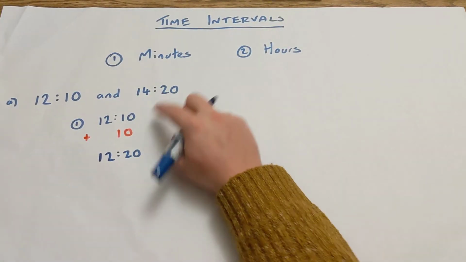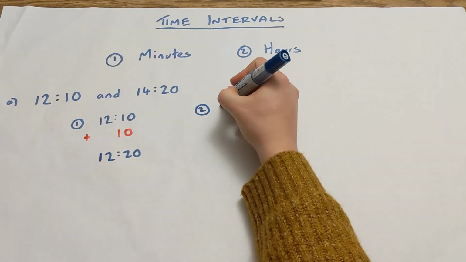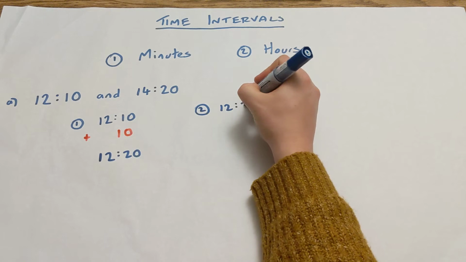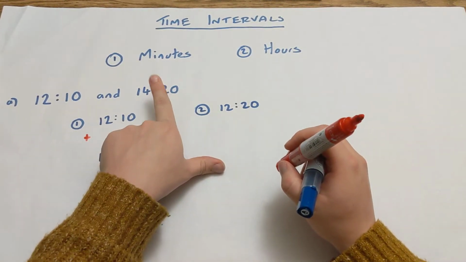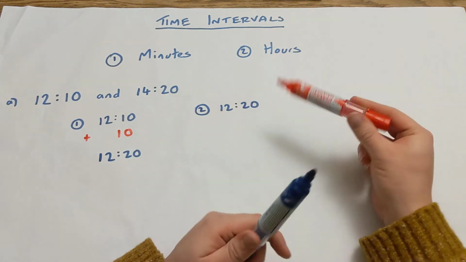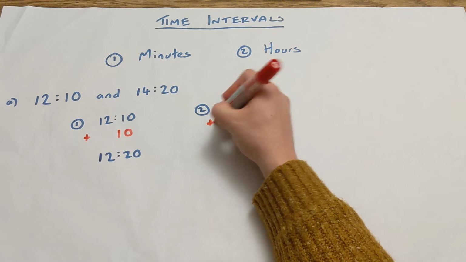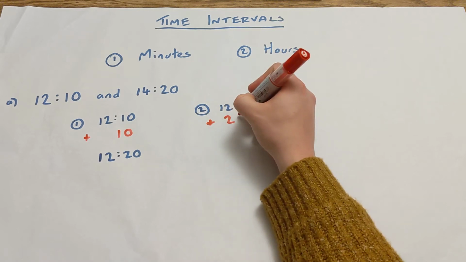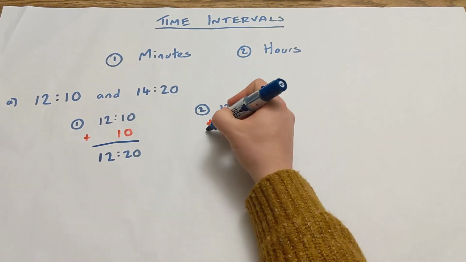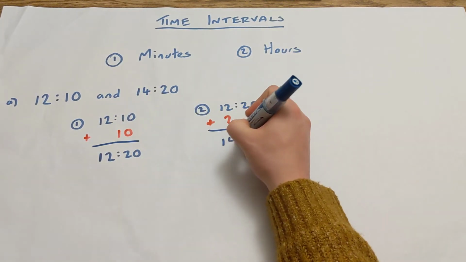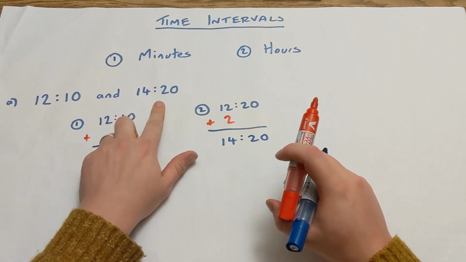Now those match, I want to deal with the hours. So, now I've got 12:20. How many hours do I have to add to make it up to 14:20? Well, that's 12 till 2, so I have to add 2 hours, okay? And if I add 2 hours, that gets me up to 14:20, which is my final time.